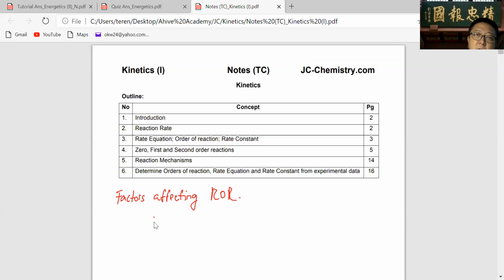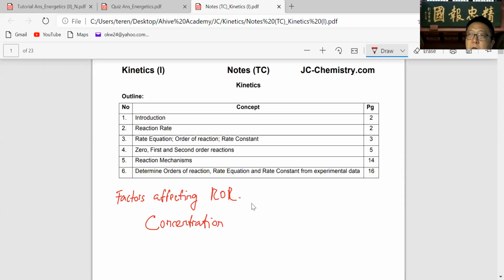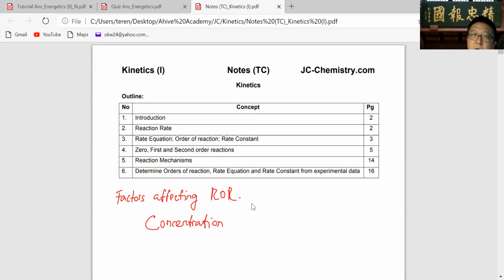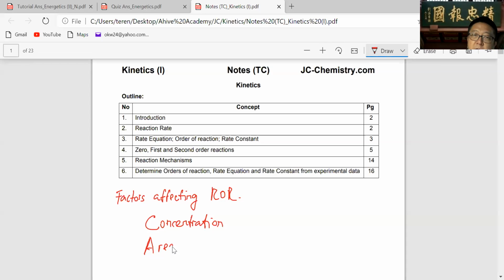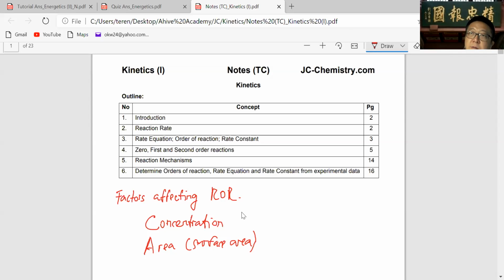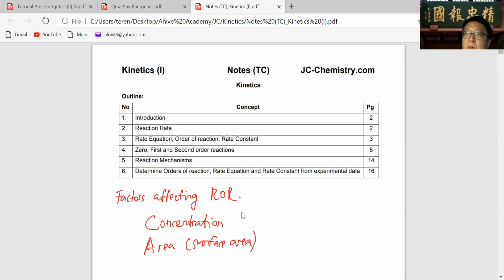First you have your concentration factor. Can you remember? Concentration increases, then your particles collide with each other more often, then effective collision increases. Then you have A, I call it area; to be right, it is surface area. Surface area, you all know, is usually for powdered and solid of the same mass. How come the powder reaction is faster? Because it has a larger surface area of contact.